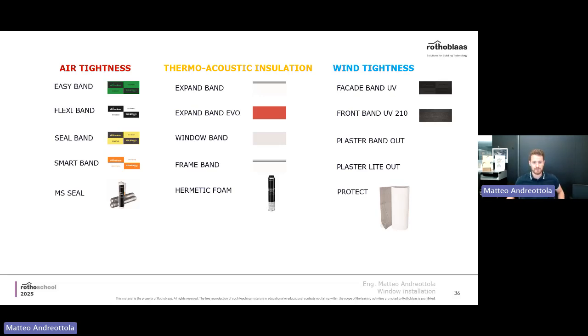Otherwise, remember that UV is a very, very big issue all the time because it completely destroys the products for this kind of application if you're not using the right one. And just remember again, if you're using a tape like the FlexiBand UV or the facade band, in this case you are not allowed to plaster on top of it because the plaster will not be fixed correctly on top.